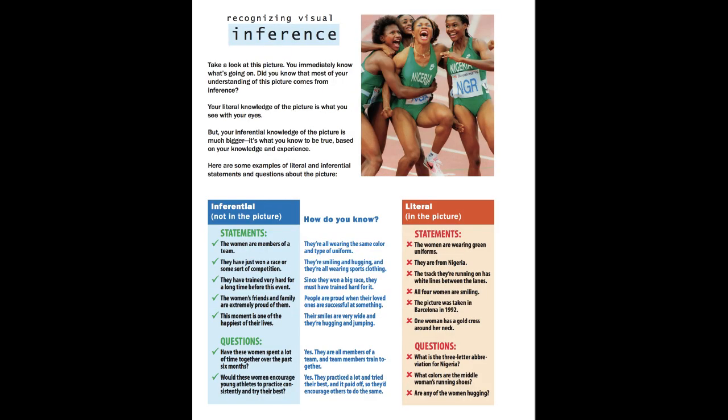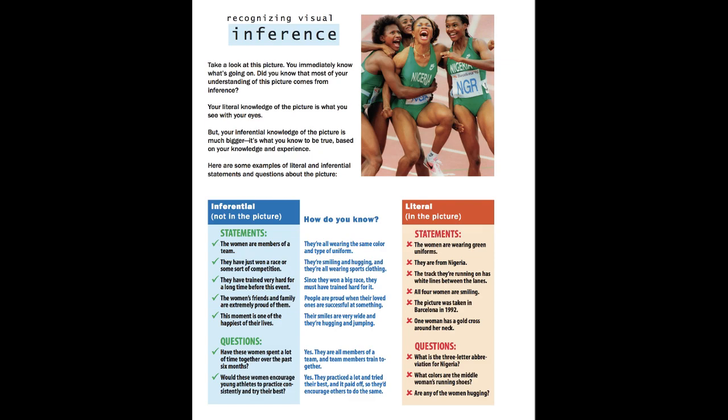Okay, here we just have recognizing visual inference. Given this picture of these four women, what kind of inferential statements can be made versus literal statements? Looking at the chart below, we can infer that the women are members of the same team. They have just won a race or some kind of competition. We can infer that they've trained very hard for this event. We can infer that the women's friends and family are proud of them for winning or even competing in the event. We can infer that this may be one of the happiest moments in their lives.